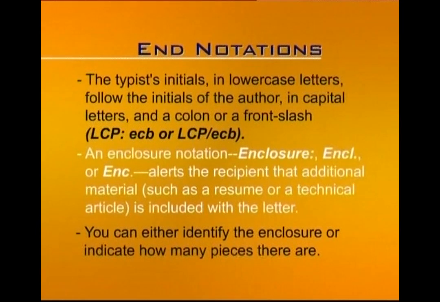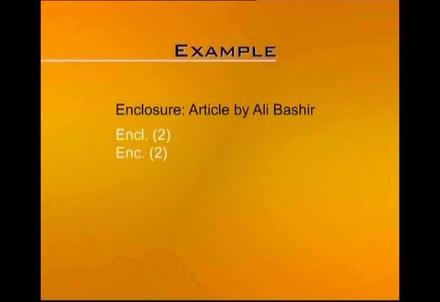Also, if there are enclosures, then you will have an enclosure notation, which you can write as enclosure or ENCL or ENC, to alert the recipient that there is additional material in your correspondence. This is to make sure that whatever you attach with your letter does not get lost. You can either identify the enclosure by giving the name, or you can indicate how many pieces there are. For example, you can say enclosure colon article by Ali Bashir, or you can write ENCL dot and in brackets write the number, or ENC dot in brackets write the number of things that you are attaching.